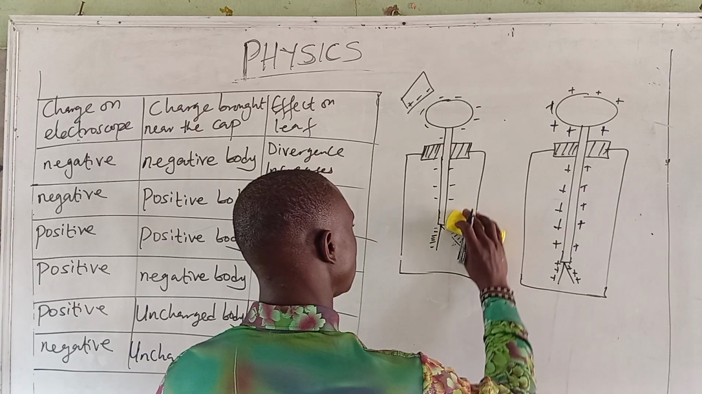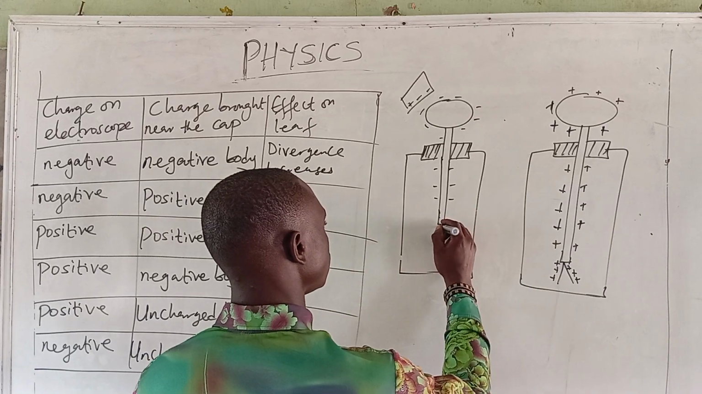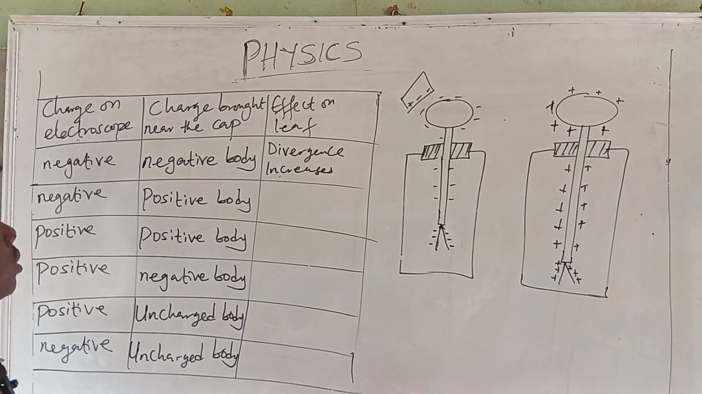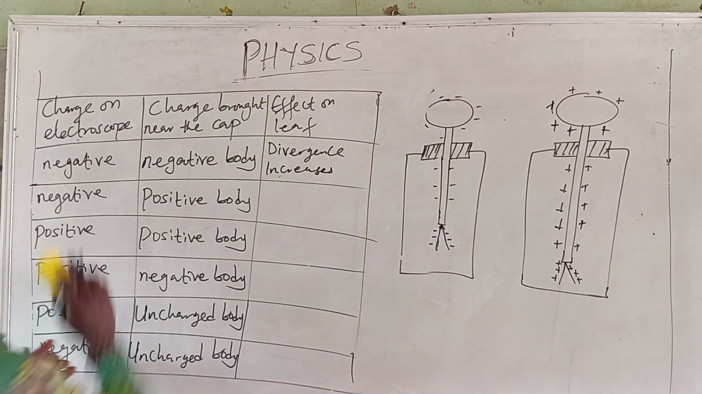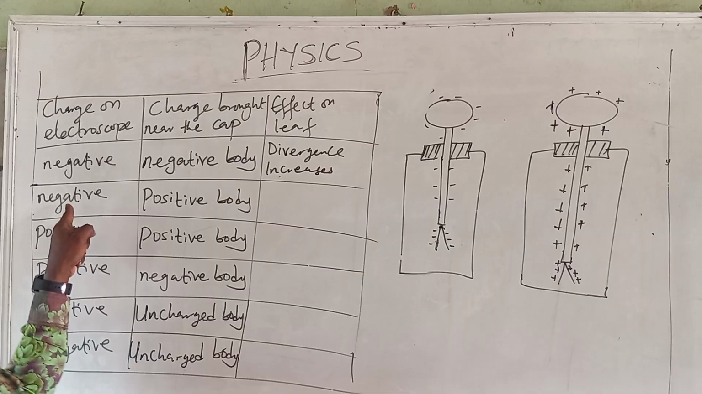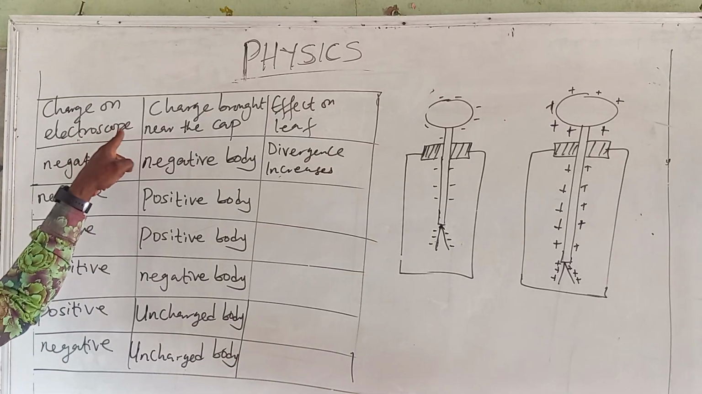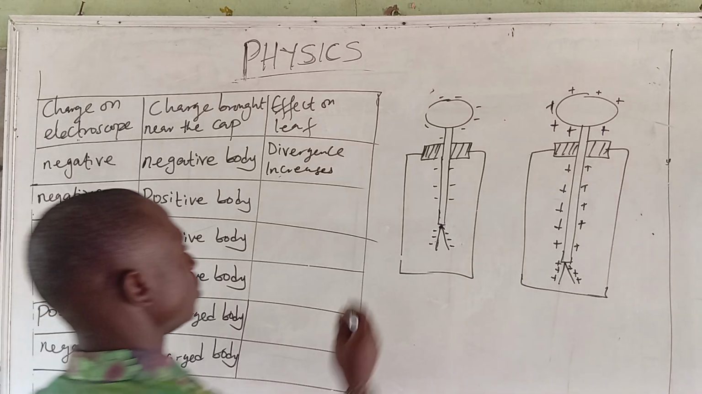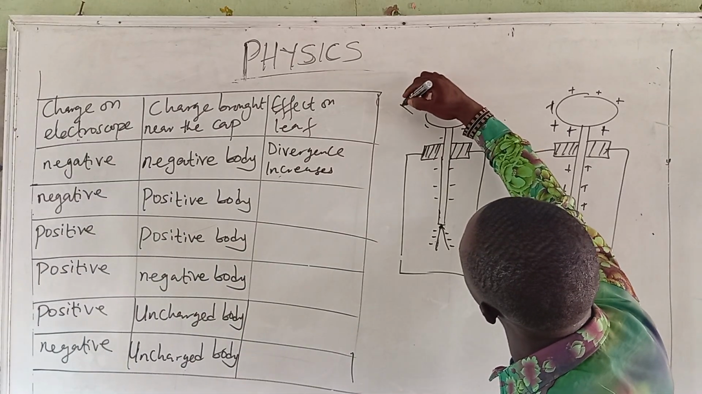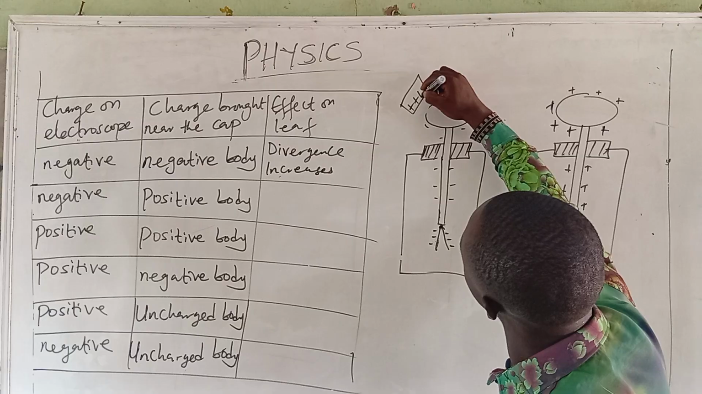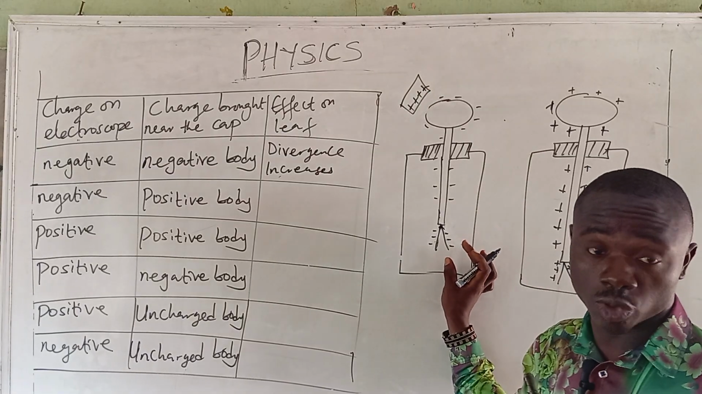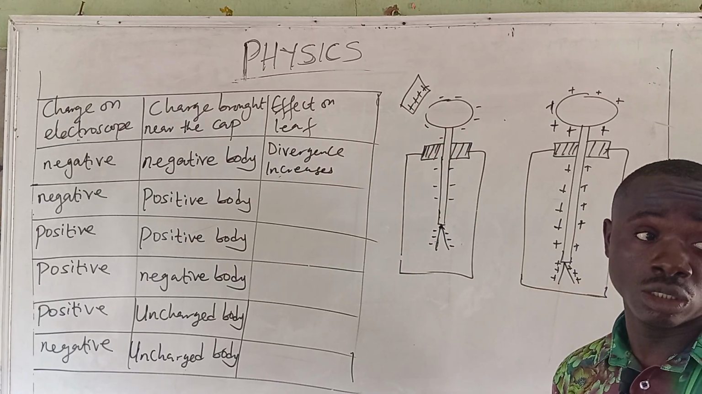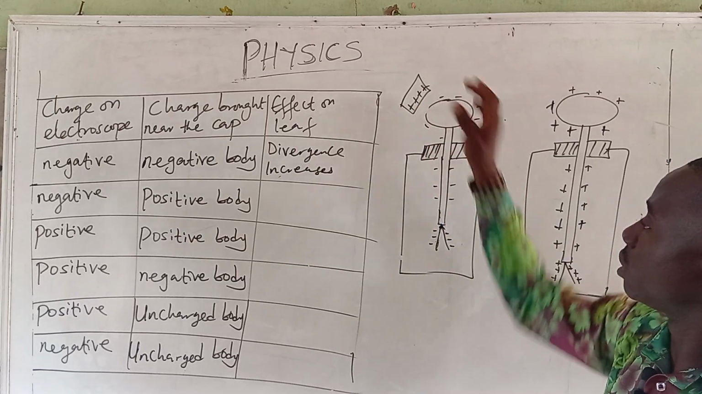So I'll go back now. Number 2, we have negative, that's the charge on the electroscope is what? Negative. While the charge brought near is positive. So we now bring a positive charge. Don't forget that there's already a divergence between the leaf and the metal plate before you bring in your positive charge. Now, while you bring in the positive charge, what happens?